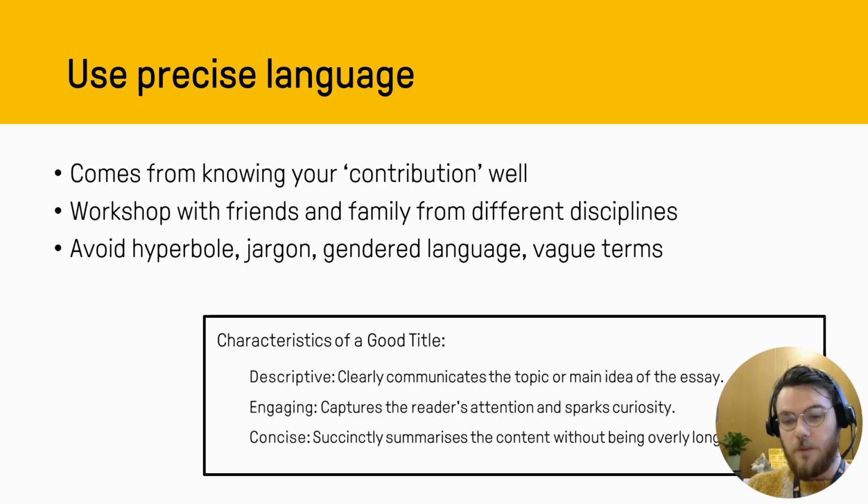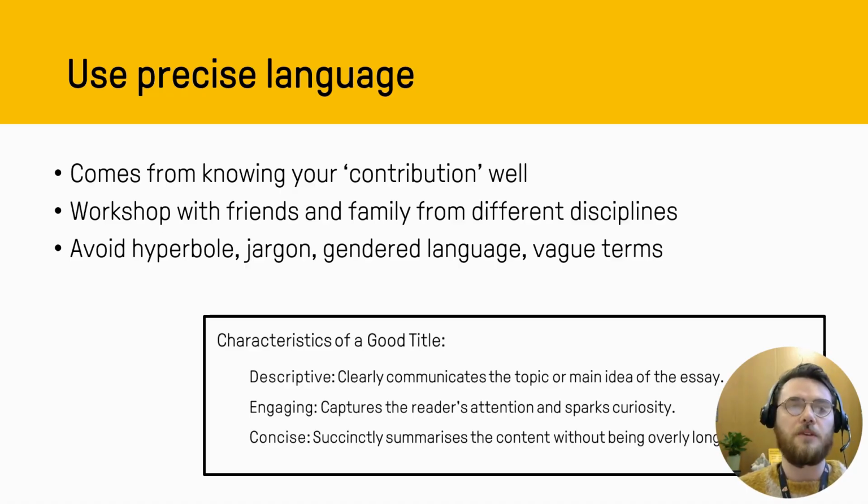So in terms of the precise language itself, it's always a good idea to avoid hyperbole. So these are like exaggerating words like the greatest, the worst, things like that. Jargon as well, things that might alienate readers, especially if a shorter, more precise word can replace it. Gendered language as well, avoiding things like mankind or congressman, for example, and vague terms as well. Many, for example, if you say many students, would be considered vague, so be more precise with that.